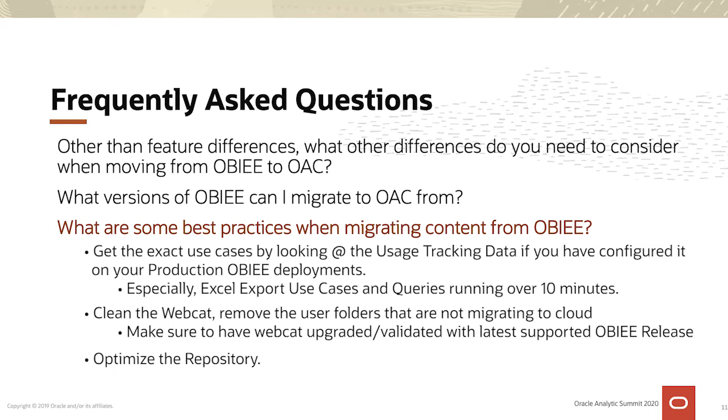And then lastly, adjust the number of connections in the connection pool to match your OBIEE concurrency usage. This is more important, and this is also tied to the OCPU shape. So if you have large concurrency, you need to go with the higher OAC OCPU size.